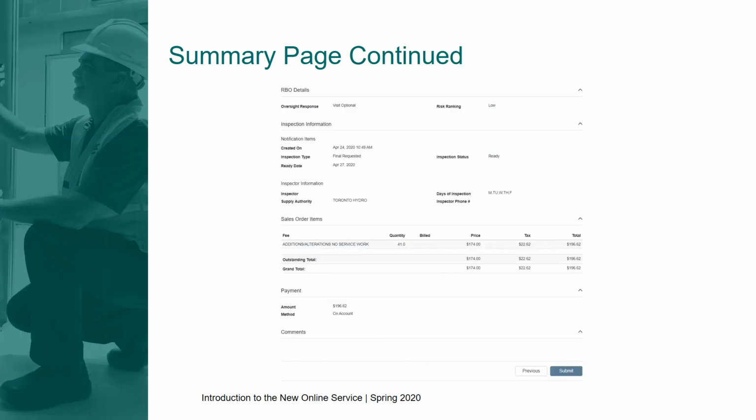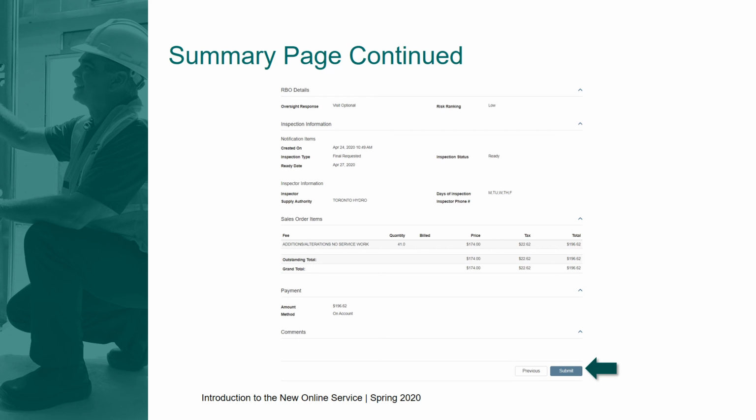Now that you have scrolled down to the bottom portion of the summary screen, you can see scheduling, inspector information, and the billing portion of your notification. At any time in the process, clicking on the Previous button will take you to the last screen you were on. If everything on your notification appears to be correct, you can click on the Submit button on the bottom right-hand side of the screen to submit your notification. You have entered your first notification in ESA's new online system.